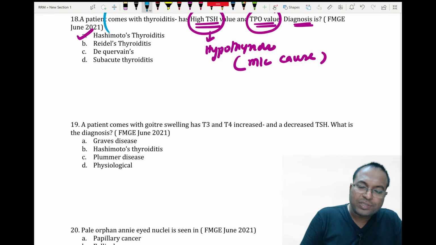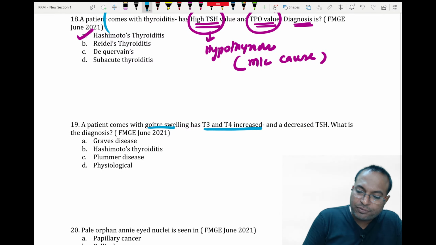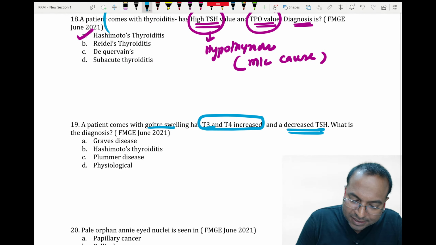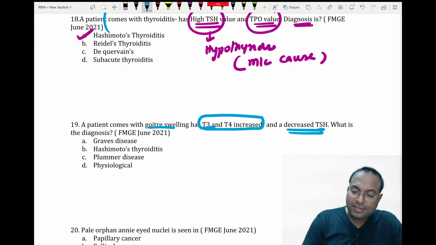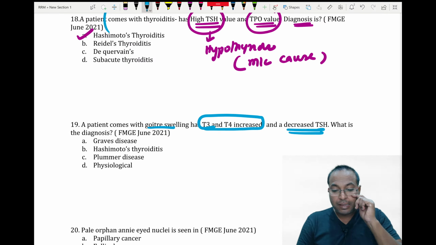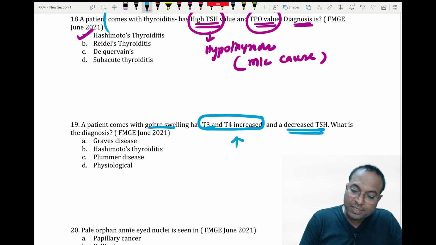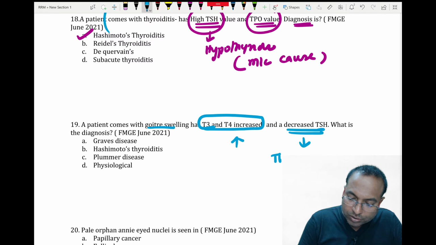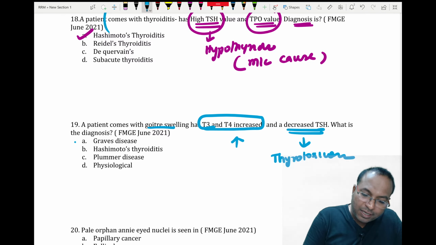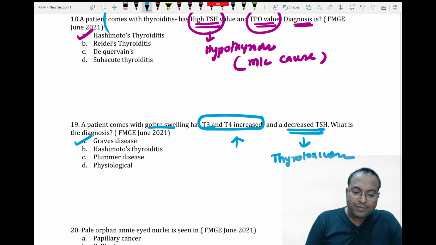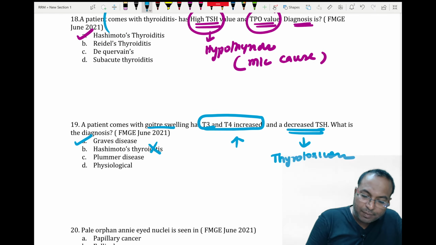A patient comes to you with a thyroid swelling, goiter swelling, T3, T4 increased, decreased TSH. What is the diagnosis? So please remember, T3, T4 increased, TSH decreased means it's a case of thyrotoxicosis. Thyrotoxicosis is seen in Graves' disease. The better answer here is Graves' disease. In Hashimoto's, there is hypothyroidism.